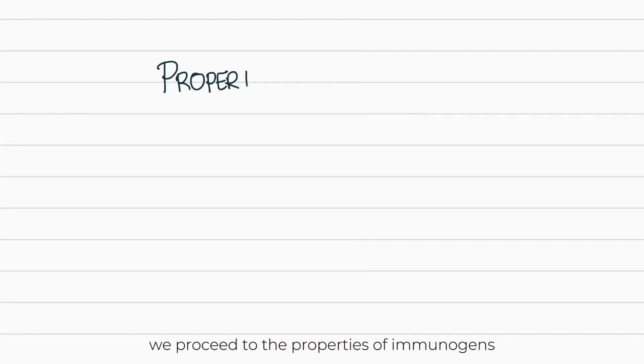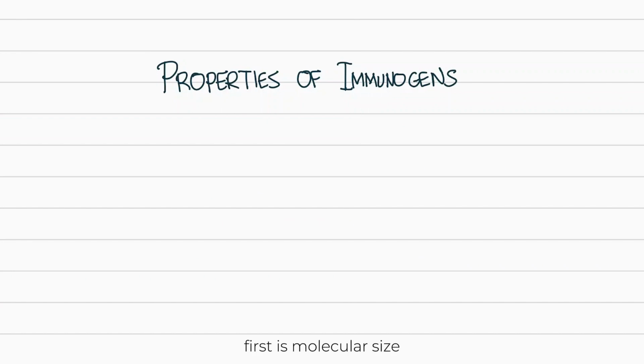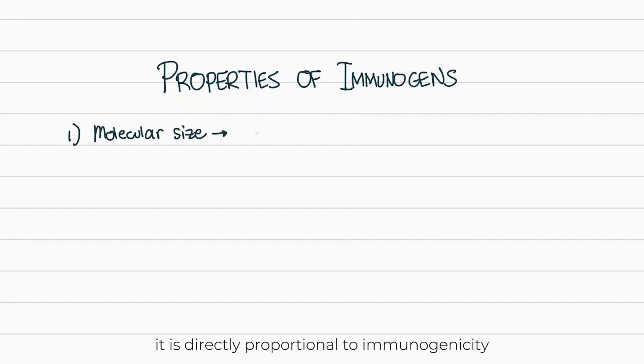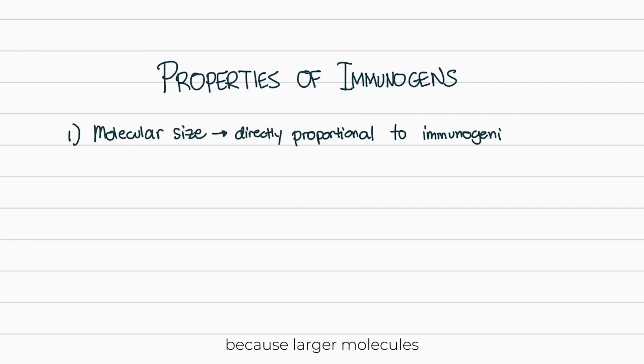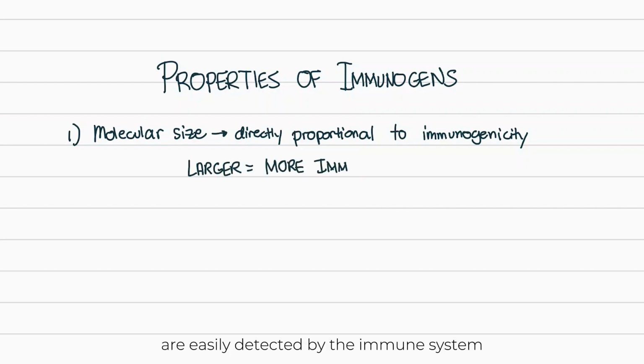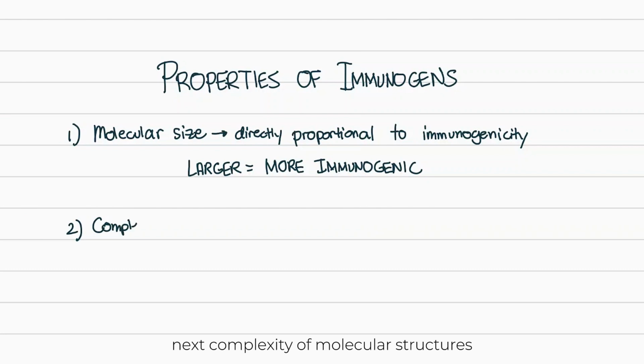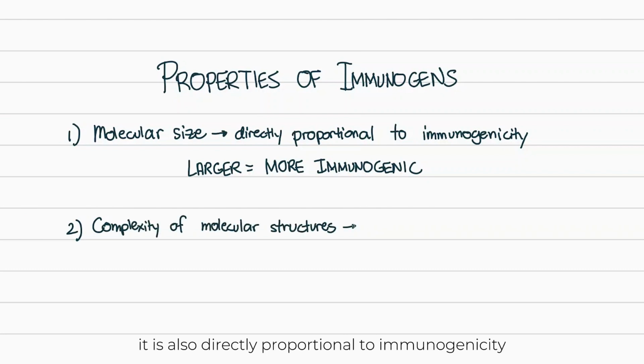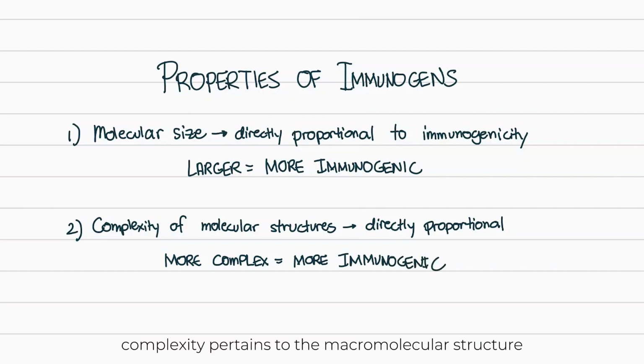We proceed to the properties of immunogens. First is molecular size. It is directly proportional to immunogenicity because larger molecules are easily detected by the immune system as compared to the smaller ones. Next, complexity of molecular structures. It is also directly proportional to immunogenicity. Complexity pertains to the macromolecular structure of an antigen.